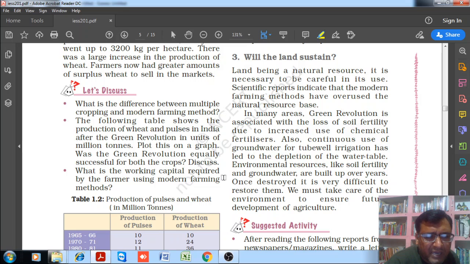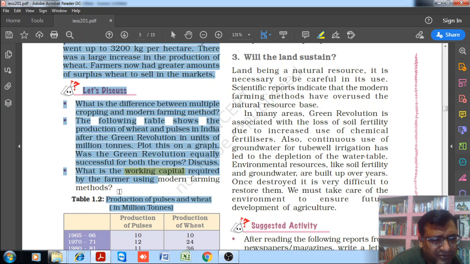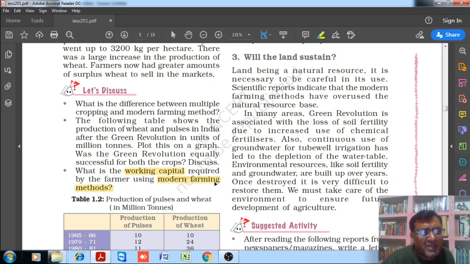Now what is the working capital required by the farmer using modern farming methods? What is working capital? We have studied in the very first part of this chapter that working capital is money and raw material. And in the modern farming methods which we have studied recently, the working capital includes pesticides, fertilizers, diesel and HYV seeds. These are the working capital which is used in modern farming methods, and electricity also.